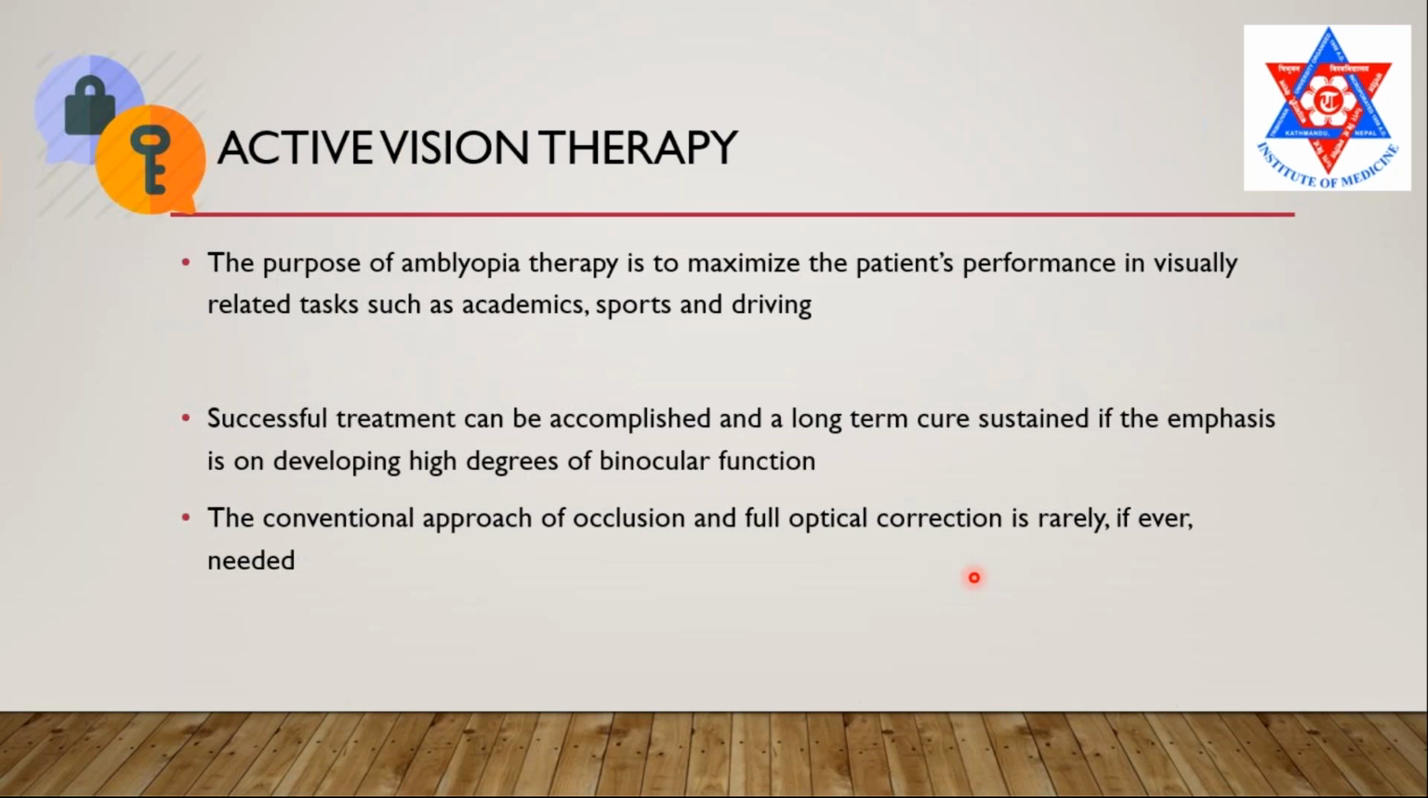Our next step in patients with refractive amblyopia, that could be isometropic and anisometropic amblyopia, will be active vision therapy. What is the purpose of active vision therapy? It is to maximize the patient's performance in visually related tasks such as academics, sports, and driving. Successful treatment can be accomplished, and a long-term cure sustained, if the emphasis is on developing a high degree of binocular function. And if we incorporate active vision therapy in the management of refractive amblyopia, the conventional approach of occlusion and full optical correction will not be needed.